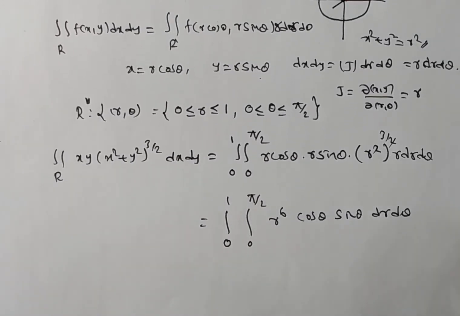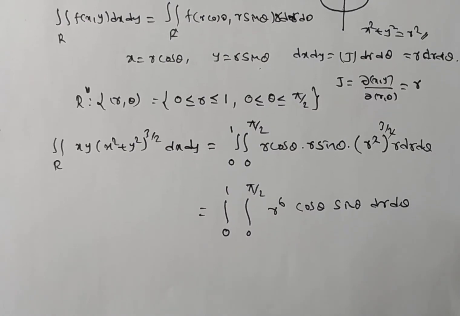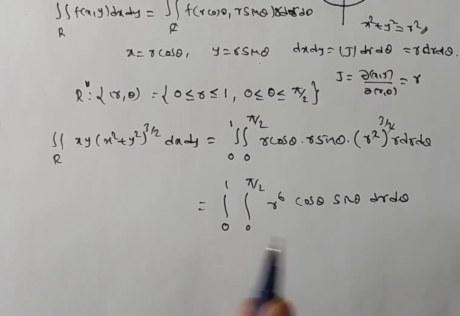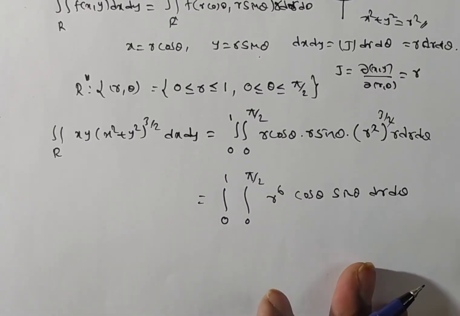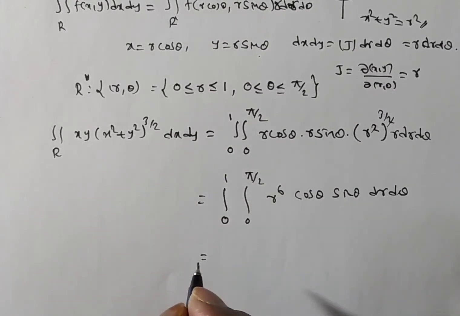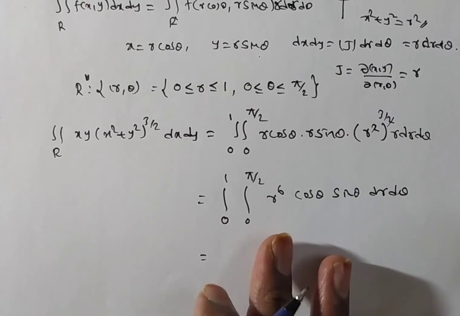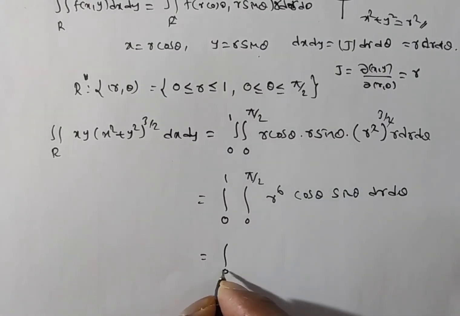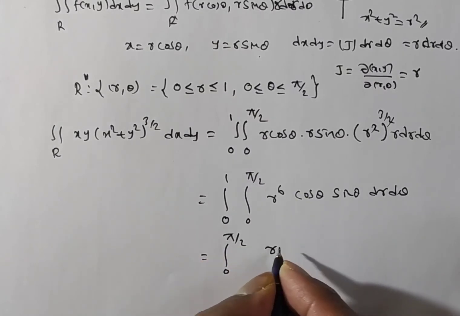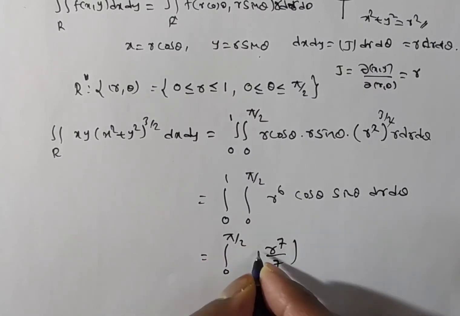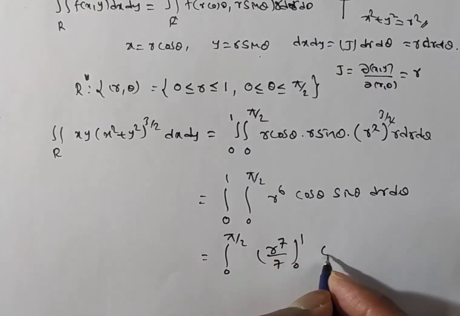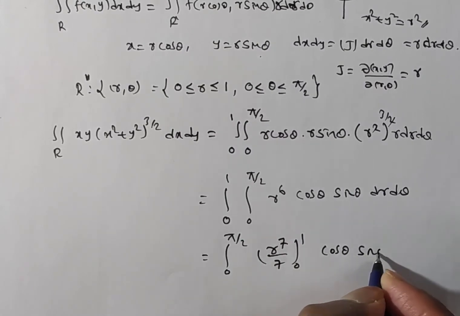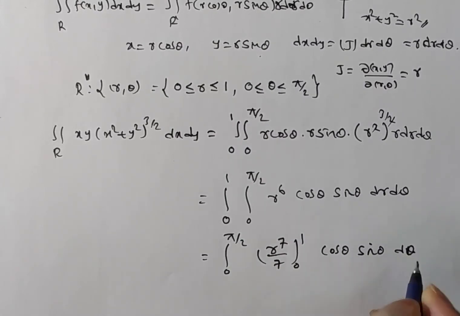Here you observe the limits of r and theta are both independent, so you can integrate separately, irrespective of order. The general method is to integrate first with respect to r, later with respect to theta, or vice versa, that is your wish. I am integrating with respect to r first. So the r integration is r to the power of 7 by 7, limits from 0 to 1, and the remaining term is cos theta into sin theta d theta.